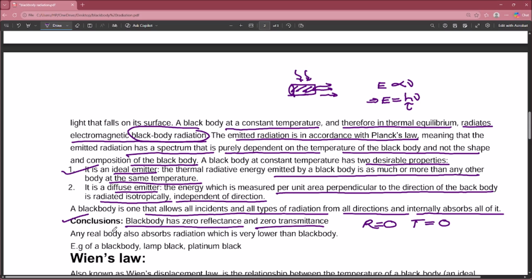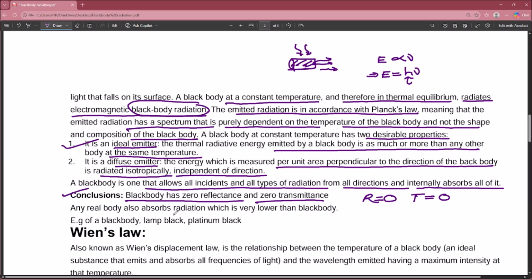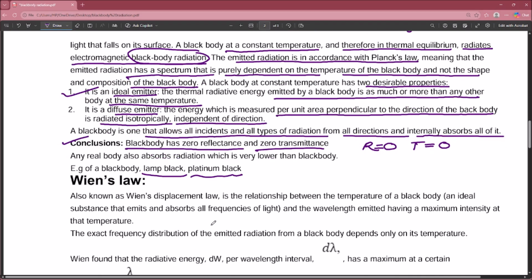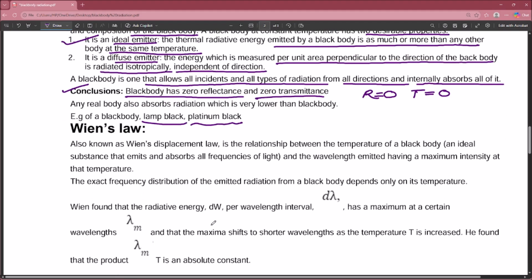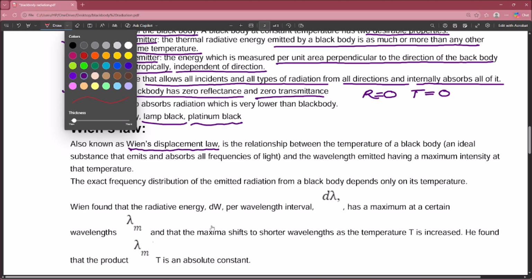Any real body also absorbs radiation, but much lower than a black body. Examples of a black body are lamp black and platinum black. Now there are some laws introduced later by scientists, among which we have Wien's law, also known as Wien's displacement law.